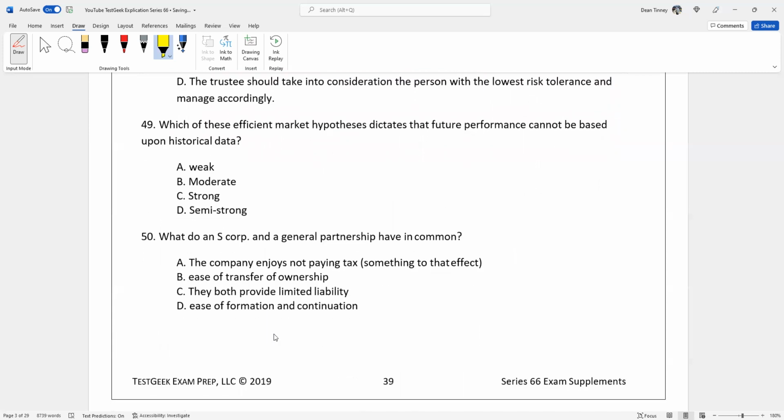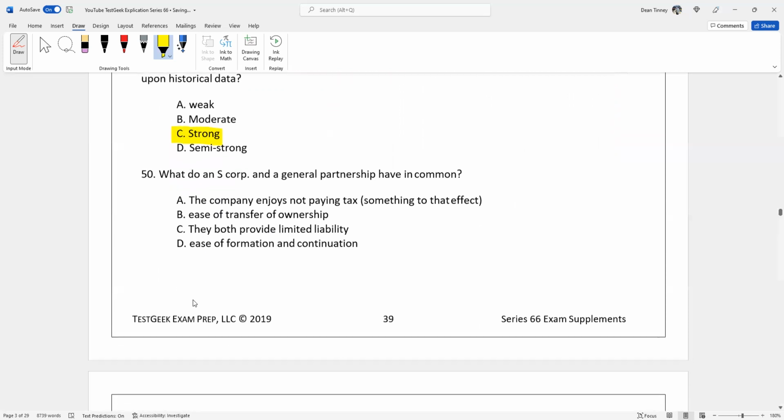49, which of the following efficient market hypotheses dictates that future performance cannot be based on historical data? We said you're going to get one of those, and that would be strong, because remember, in both technical and fundamental analysis, we're actually looking backwards at either charts, pricing patterns, or the last 10Q or last 10K. And so that would be strong.